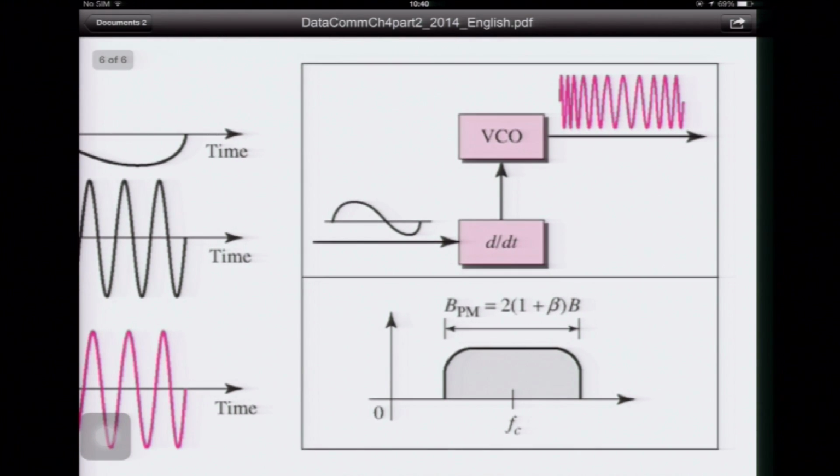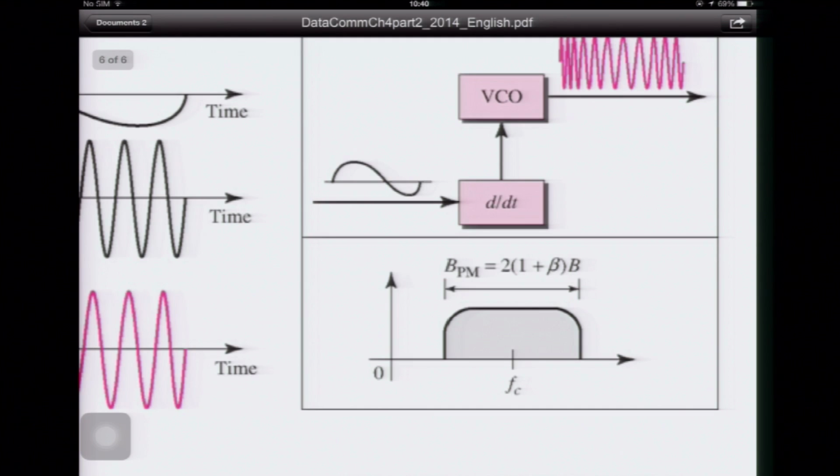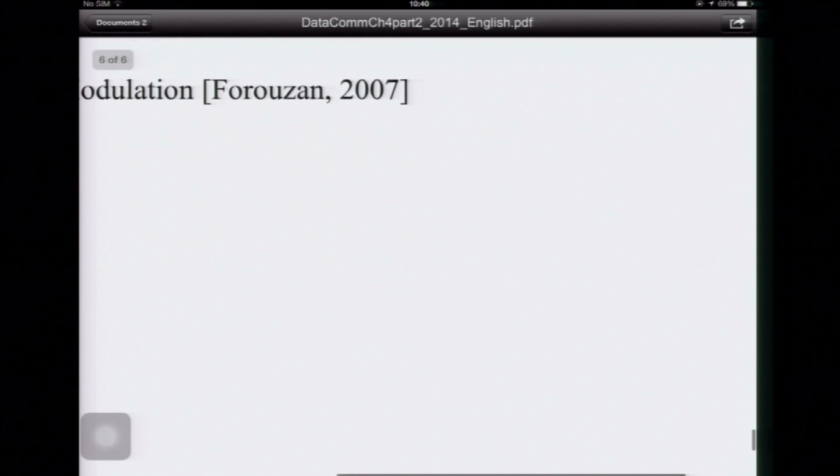In this case, okay, you have to differentiate first. So the analog signal coming in, you differentiate. Then you send the result of the derivative to the VCO, and then you get the modulated signal, the PM signal. Again, the bandwidth is the same as FM, okay, but beta is a little bit different, based on the formula that I just gave you.